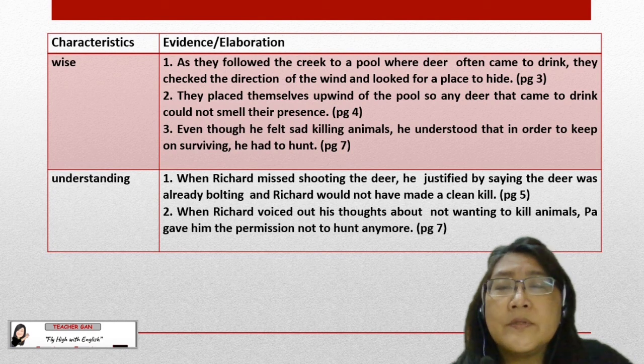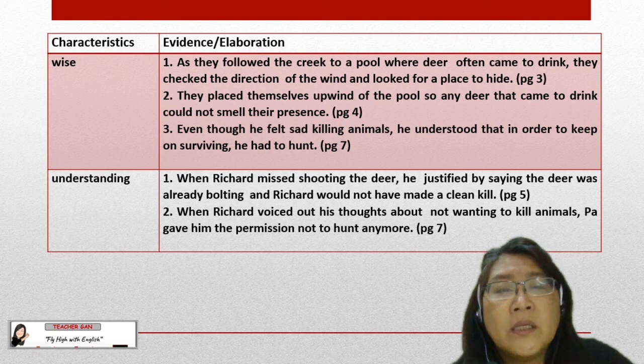Next, Pa is also understanding. The evidence: 1. When Richard missed shooting the deer, he justified by saying the deer was already bolting and Richard would not have made a clean kill. 2. When Richard voiced his thoughts about not wanting to kill animals, Pa gave him permission not to hunt anymore.